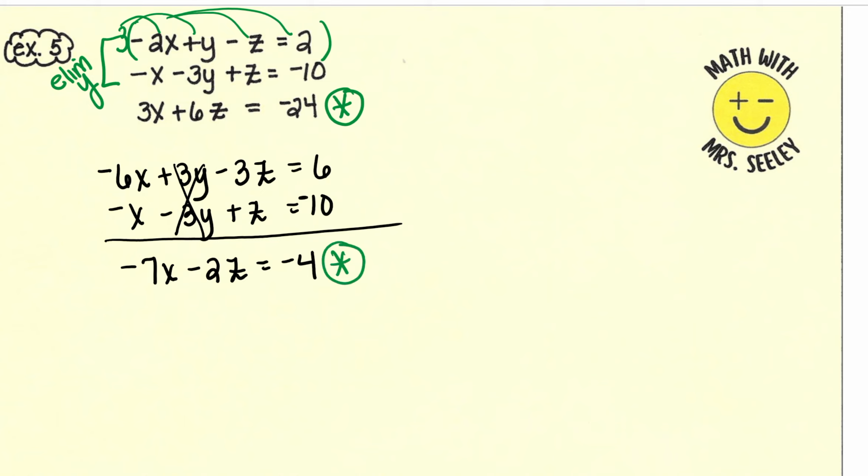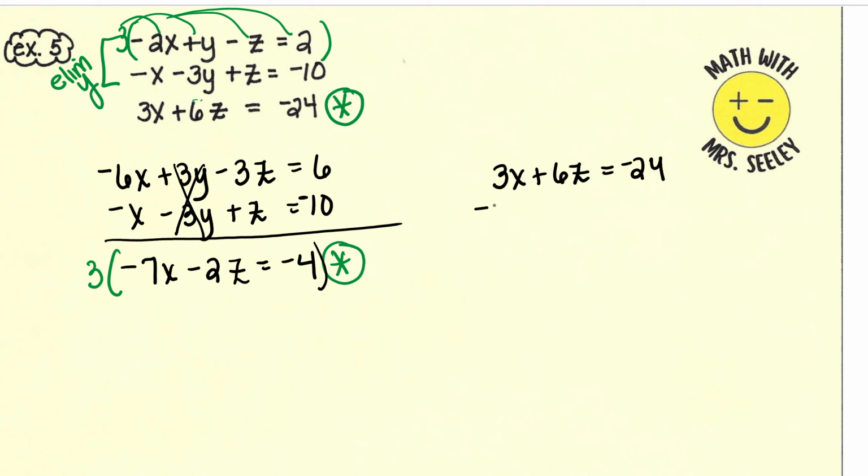Now take the two star equations and put those together and choose whichever variable you want to eliminate. I think I'll eliminate those z's. If this is a positive 6, this needs to be a negative 6. He's already a negative, but if I multiply him by 3, then I will have what I need. I'll have negative 6. So this equation gets copied over as is. Just bring that star equation like it is. 3x plus 6z is equal to negative 24.